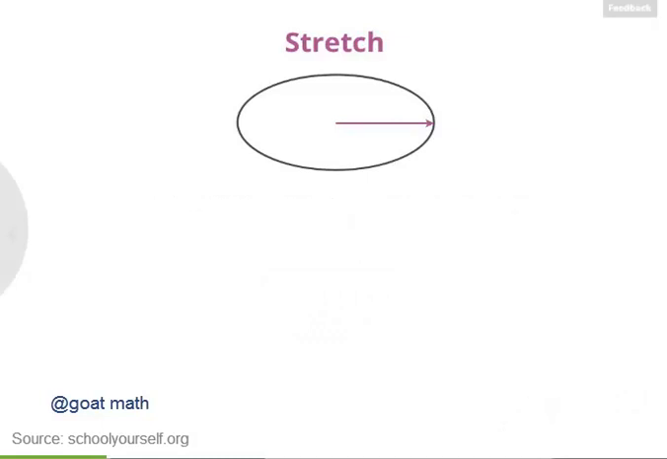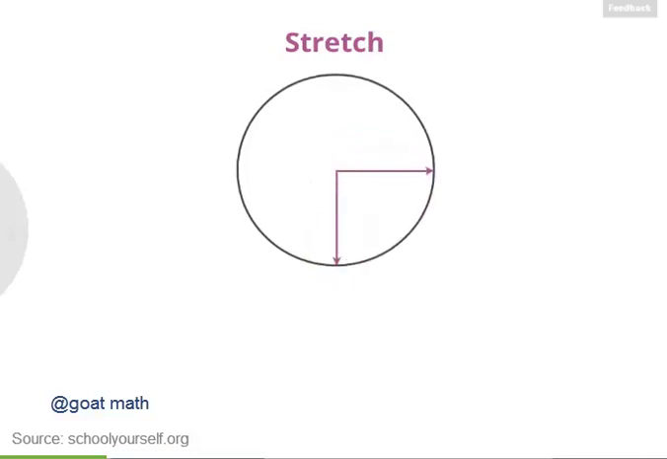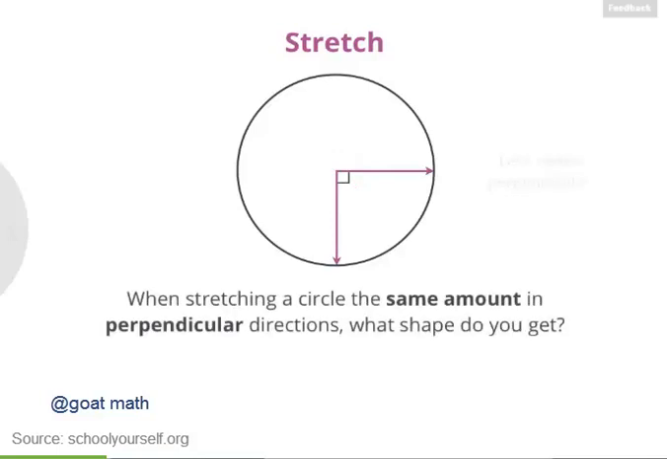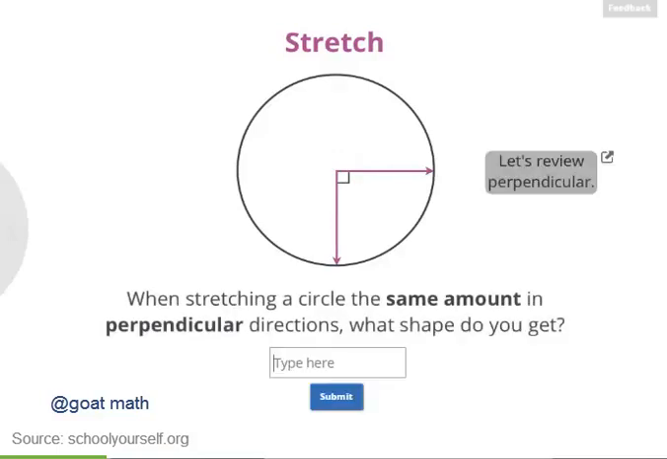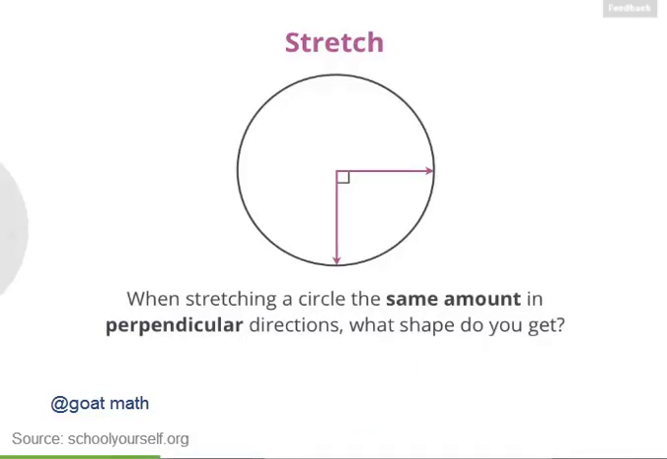Now suppose we were to stretch this shape again, but this time in the downward direction. So now we stretched it by equal amounts in two perpendicular directions, meaning this is a 90-degree angle over here. So what shape do we have now? Exactly, we have a circle again, and it happens to be a bigger circle than the one we started with.